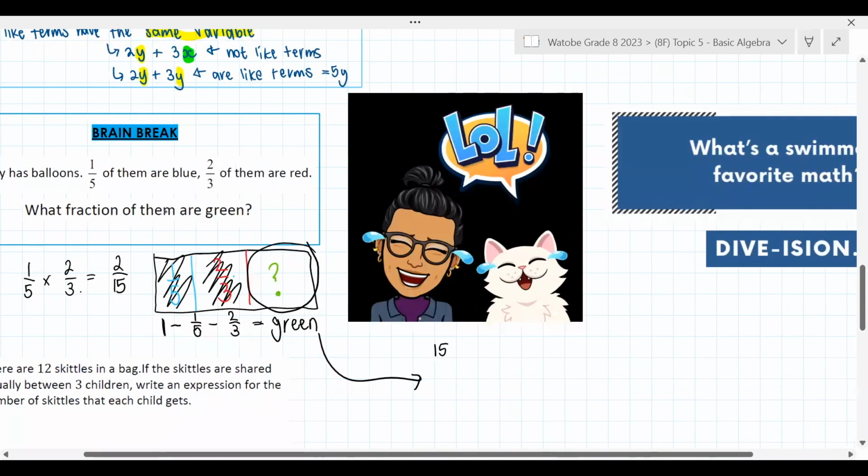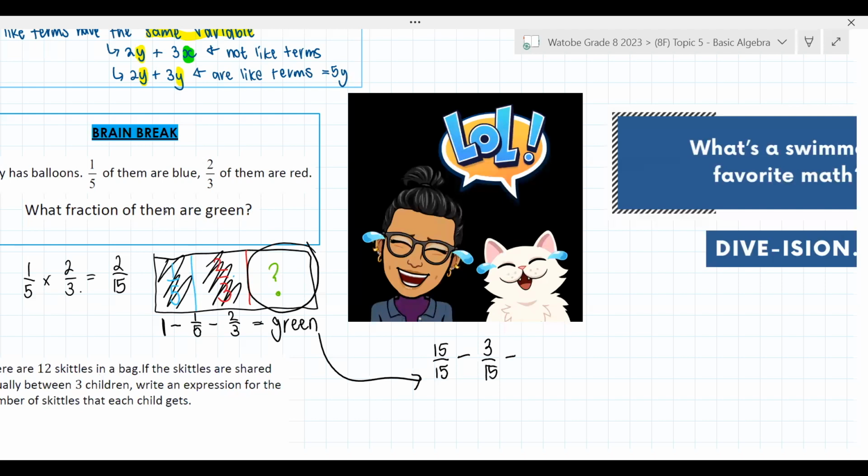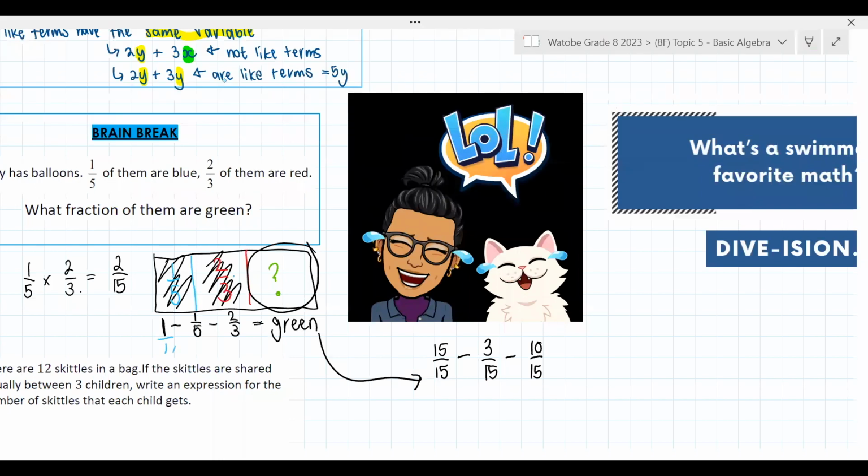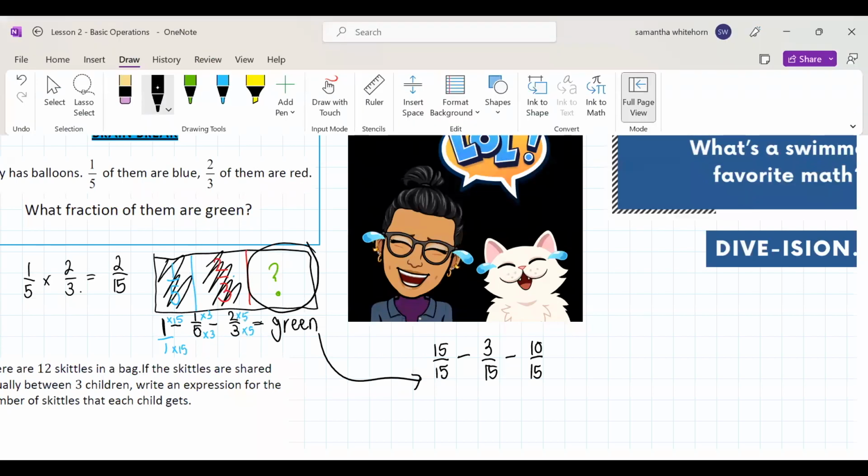So I would have 15/15 minus 3/15 minus 10/15. If you don't know where I'm getting those from, remember LCD will make all of our denominators the same. So 1 is over 1. I'd have to times that by 15, so I'd do the same thing to the numerator. I'd have to times the 5 by 3, so I'd do the same thing in the numerator. And I'd have to times the 3 by 5, so I times the same thing in the numerator.